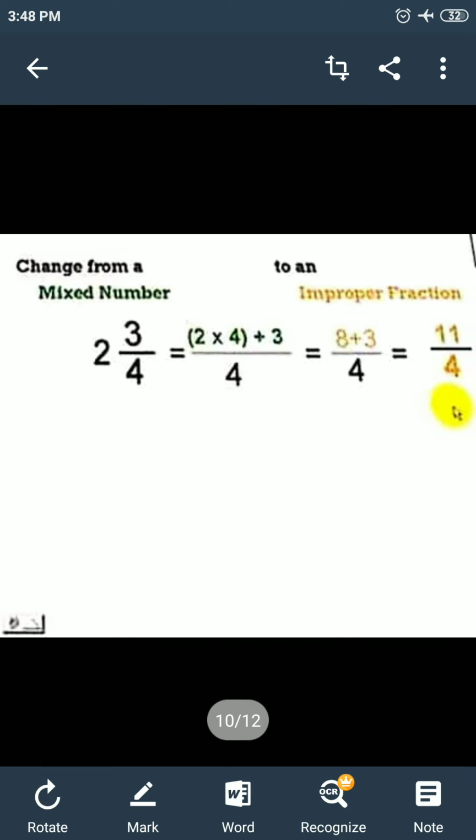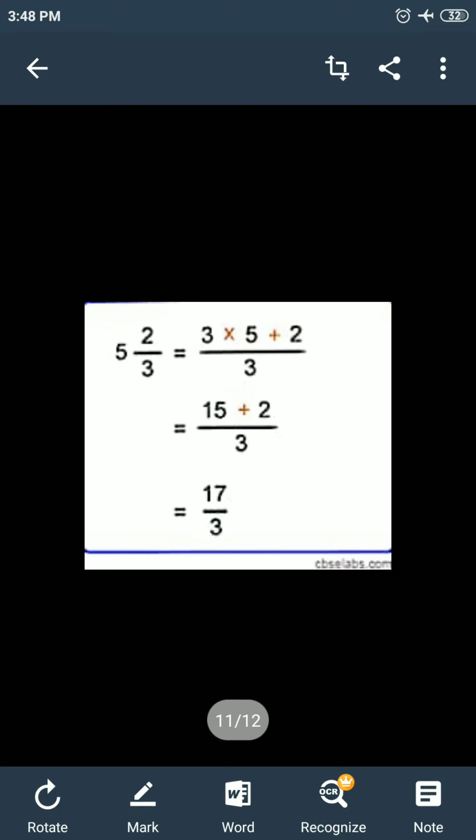Now how can we change a mixed fraction into an improper one? Here we have a mixed fraction 2 3 by 4. We multiply the whole number by the denominator, that is 2 multiplied by 4, and then add the numerator. So we get 8 plus 3, and our denominator will always remain the same, and we have 11 over 4. Let's take another example, 5 2 by 3. We multiply 3 by 5 and add 2. We get 17 by 3.